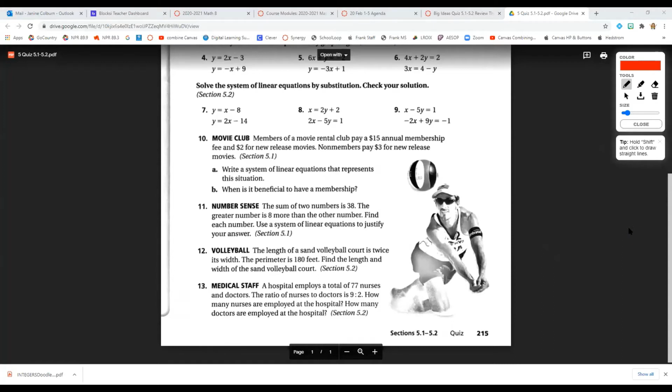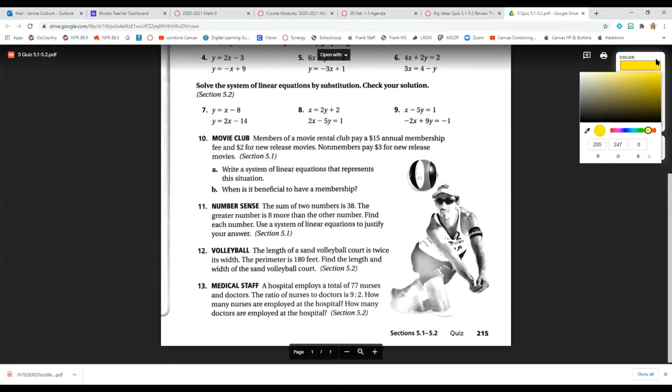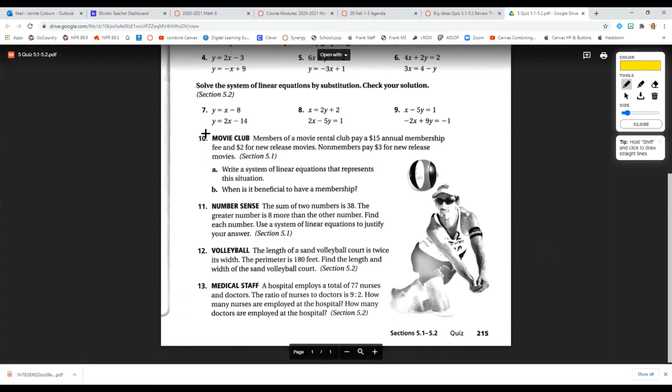Okay, so let's take a look at number 10 first. Members of a movie rental club pay a $15 annual membership fee and $2 for each new release movie. Non-members pay $3 for new release movies. Write a system of linear equations that represents this situation. And then, when is it beneficial to have a membership?